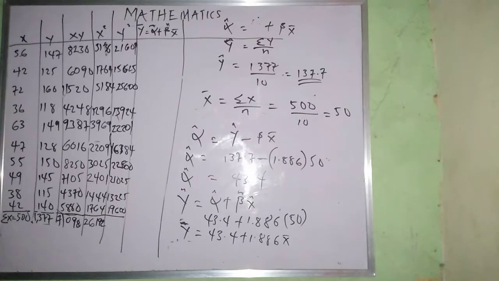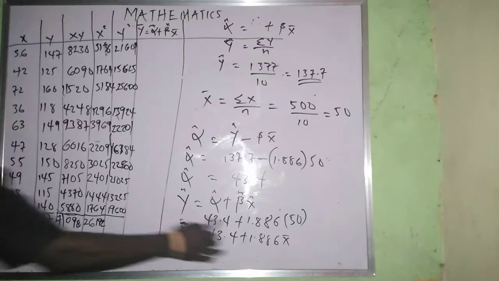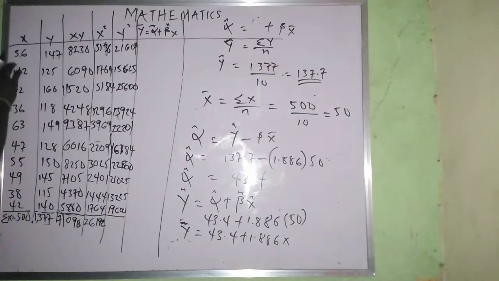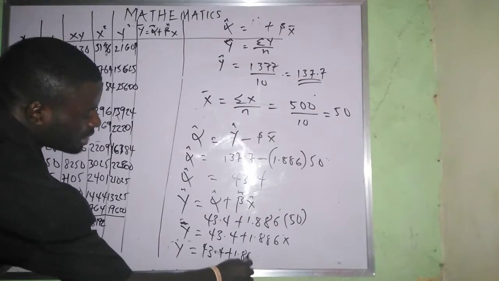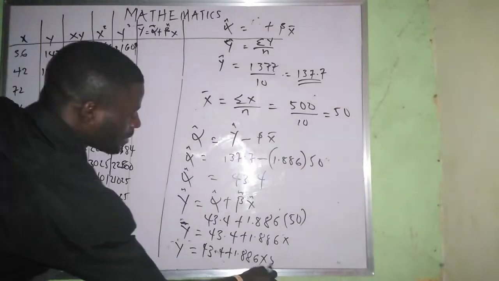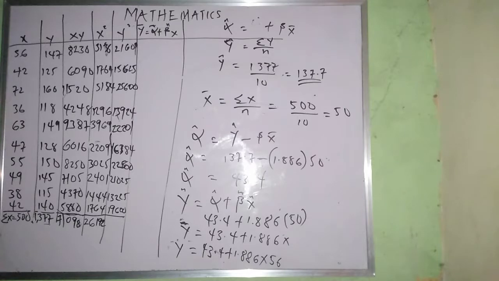Now since I've done that, I can use x to represent each stand. It means my first one, on class one, y equals 43.4 plus 1.886 multiplied by 56. Once I punch my calculator, I will be having 1.886 times 56 plus 43.4. Now I'll be having 149. It means I'll be having 149 points.